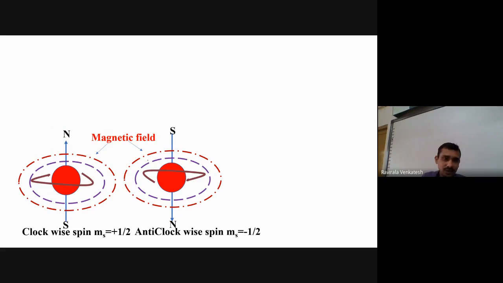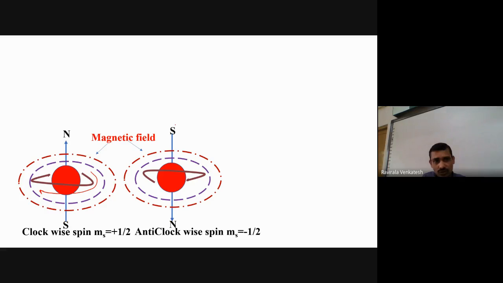You see, the electron is moving in which direction? You observe here. Is it moving in the clockwise direction? Now it is moving in the anti-clockwise direction. Like this here.